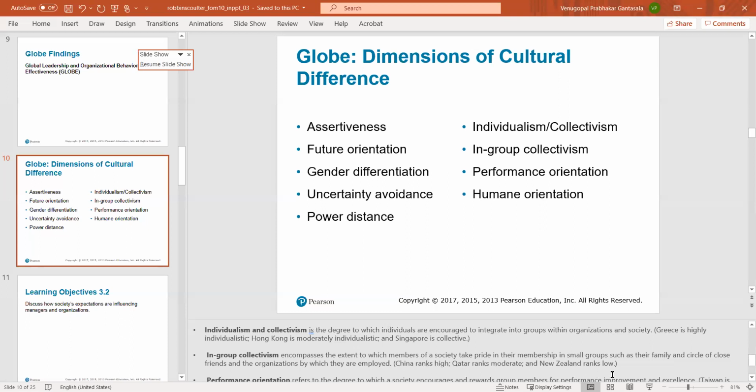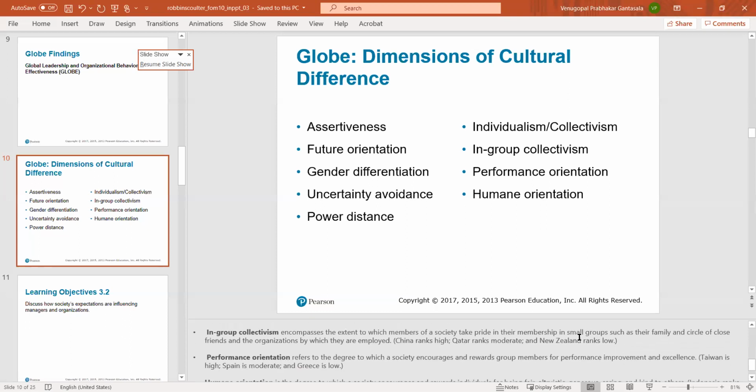I think India also ranks low because we don't help each other that much these days. We have become, in-group collectivism is poor, which is not the best thing to do, I believe. But in-group collectivism in China is pretty high. So that's a good thing. That's how I look at it.